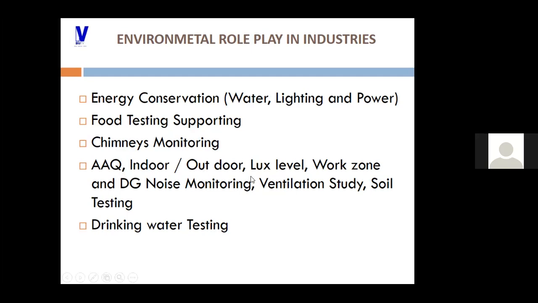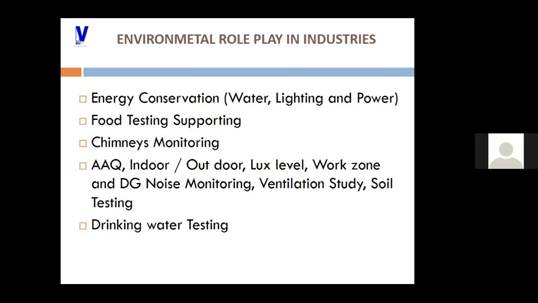So it is applicable for all the industries, like ambient air quality standards, indoor and outdoor, we have to monitor, and lux level, the illumination condition, we should monitor, and work zone and DG area noise monitoring, because all the industries have DG as a backup power source. So controlling and monitoring the acoustic procedures and all come under this environmental department. They are not directly dealing with this.